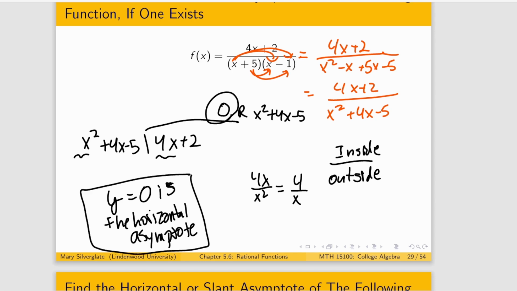It's going to be horizontal if you just have y equals a number. It's going to be slant if it ends up being a y equals mx plus b situation.